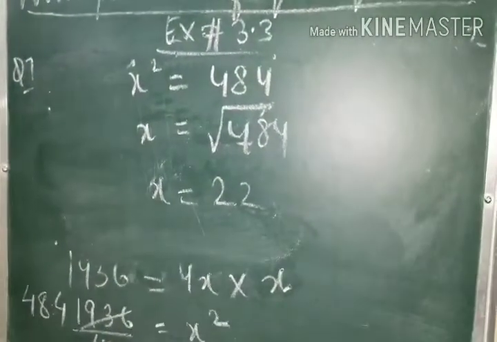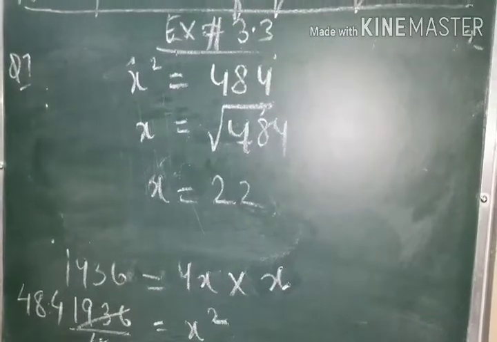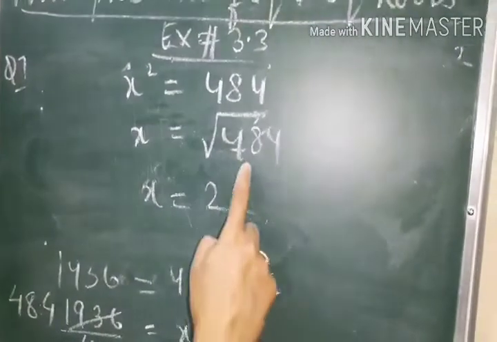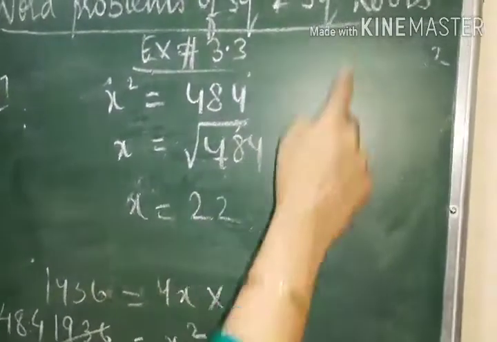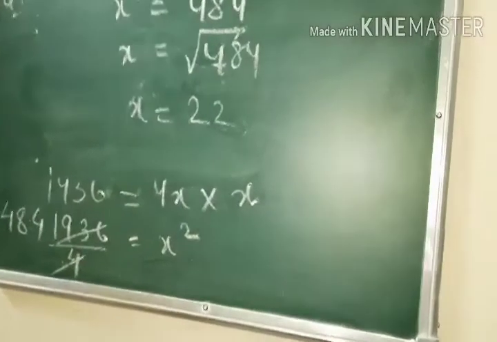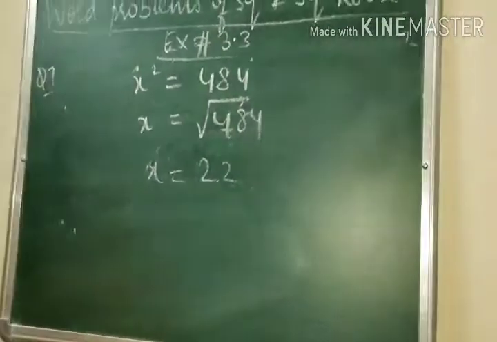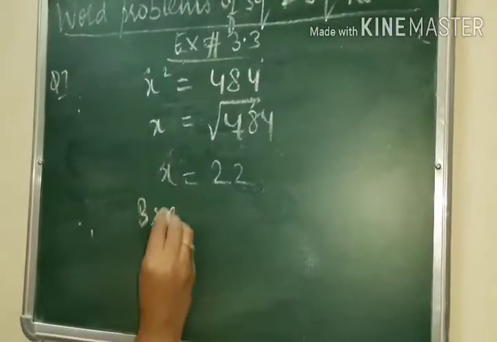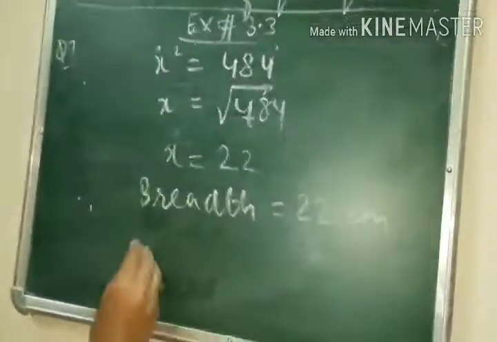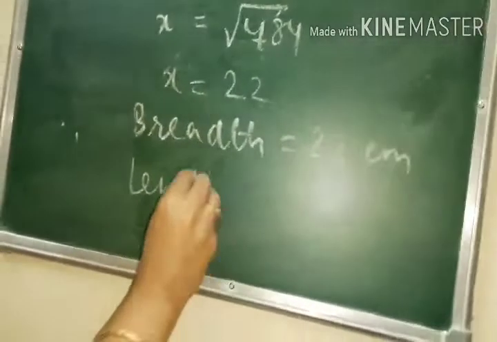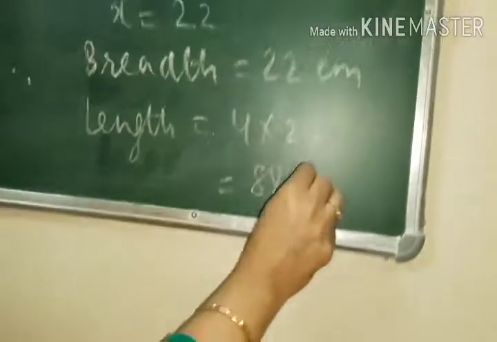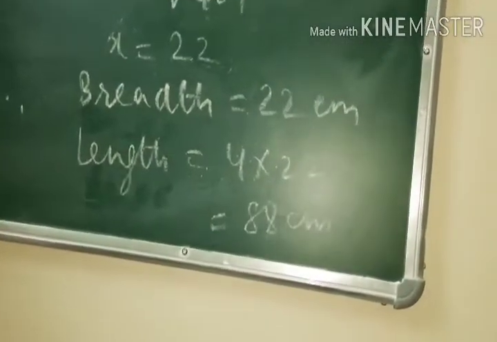Only in word problems you can write it like this, but if it is simply find the square root by prime factorization, then you have to find the prime factorization. Here if you have not learned, then by prime factorization you find the square root, you will get the answer 22. So that means your breadth is 22 centimeter, and the length was 4 times. So length will be equal to 4 into 22, which is 88 centimeter. So this is your answer for question number 7.